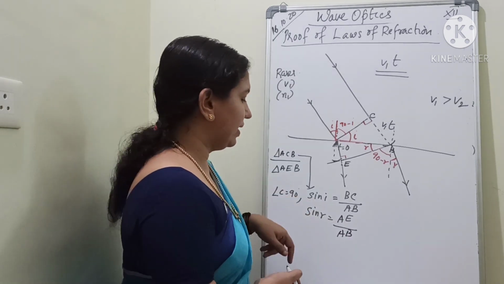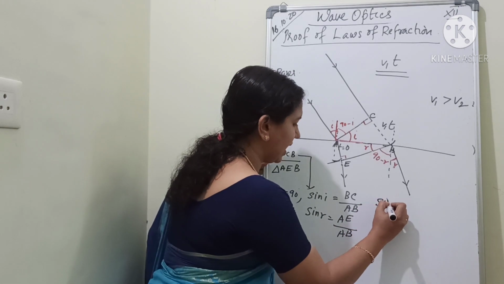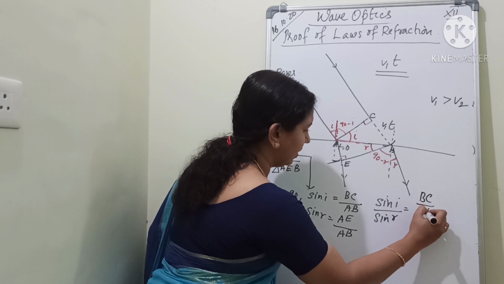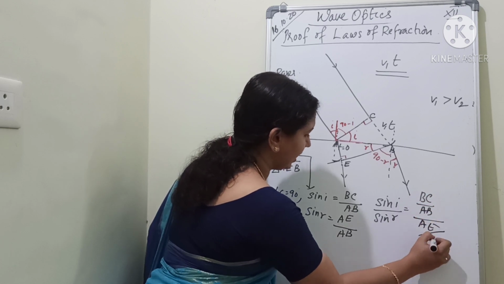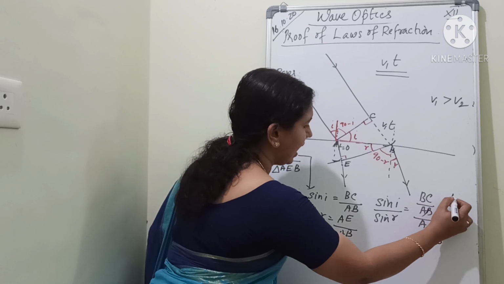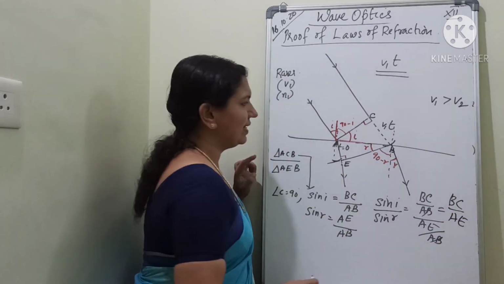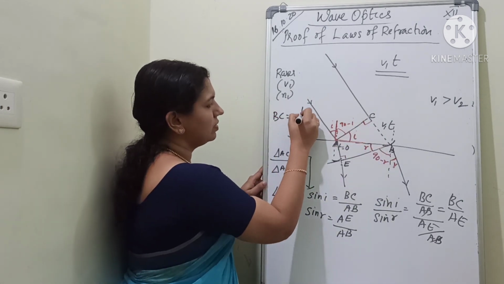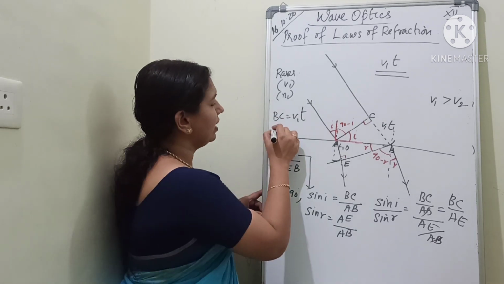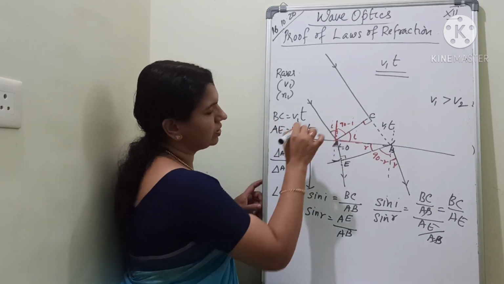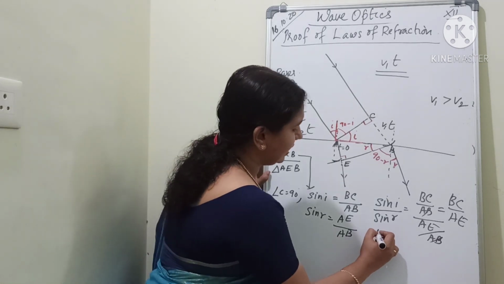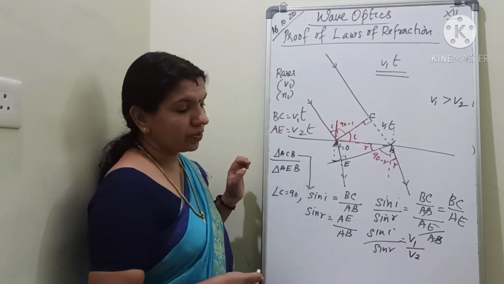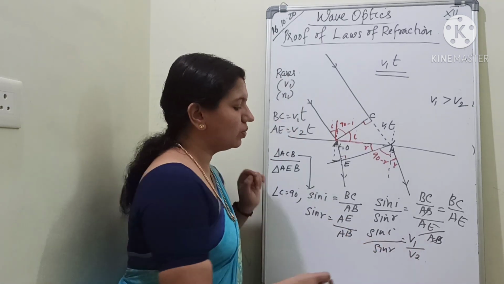Now I am taking the ratio, sin i by sin r, which is BC by AB divided by AE by AB. AB gets cancelled and it is BC by AE. Now what is BC? Yes, BC is V1 T, isn't it? And AE is V2 T. Clear? So sin i by sin r is equal to V1 by V2. And this is a constant, right? V1 by V2 is a constant.